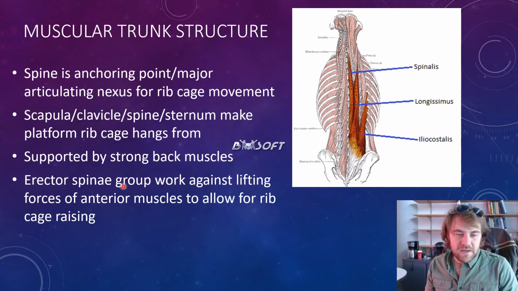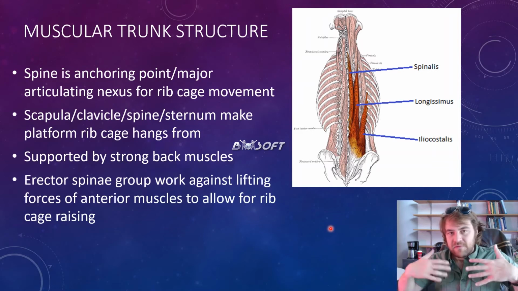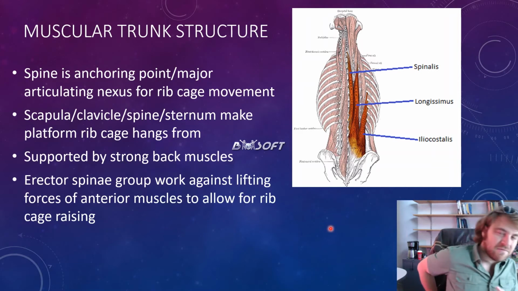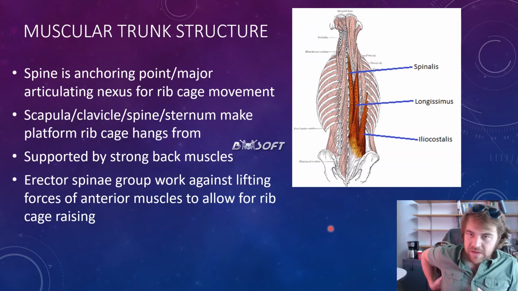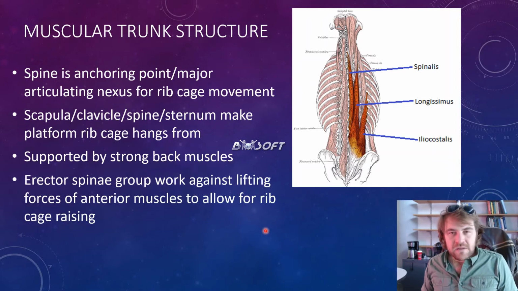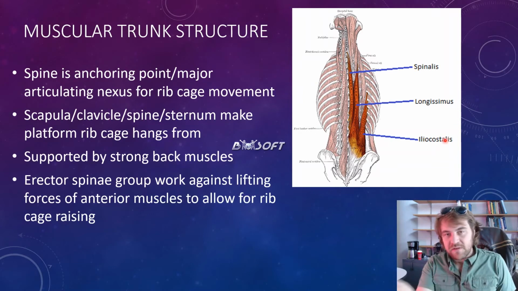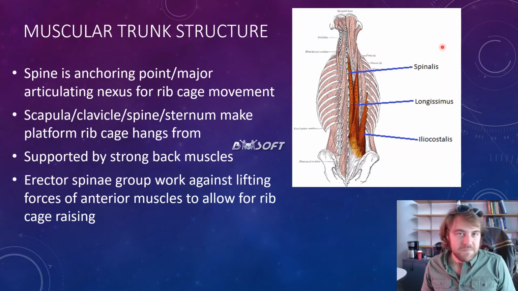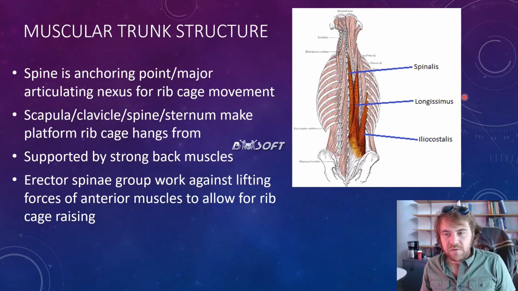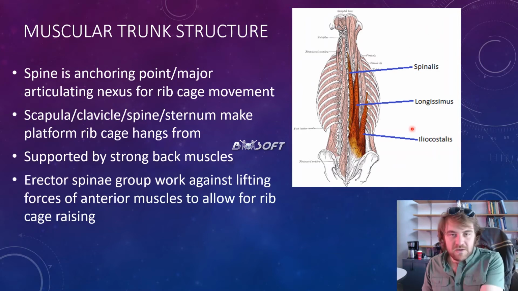The erector spinae group is going to work against all the forces of lifting the rib cage to solidify everything moving up the back. What you need to know is erector spinae group. The erector spinae group can be broken up into the spinalis, the longissimus, and the iliocostalis over here. These three different muscles, and you'll have those on both sides as well. I'm not going to ask you about those three different ones. If you're interested, here they are.